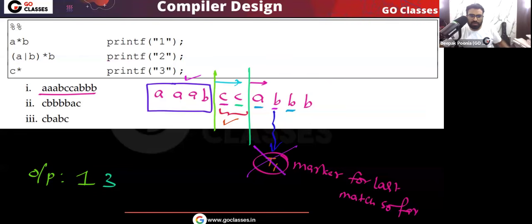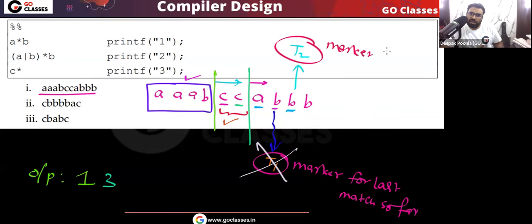So this marker you can remove, and you can put a new marker that this token T2 will be generated. This is the new marker. This is the marker for last match so far. See, this question actually you can solve very quickly, but just for understanding purpose, I'm providing you the complete explanation. But of course, you can solve this question very quickly.